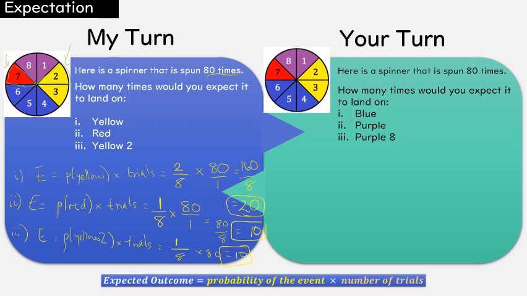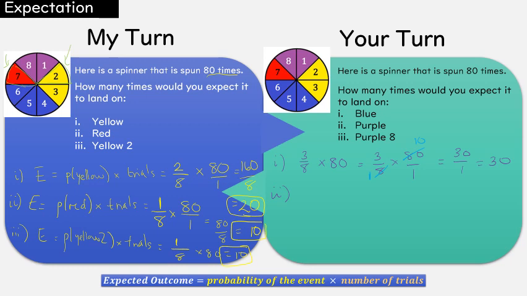Have a go at these questions on the right now. So for part I with blue, the probability of it landing on blue is 3 out of 8, because there's 3 squares, and we have to times by the number of trials, times by 80. If you're doing those cross-cancelling, you can notice both 8 and 80 go into 8. There's 1/8 in 80, there's 10/8 in 80. So 3 times 10 is 30, divided by 1, you should get 30 for the first one.